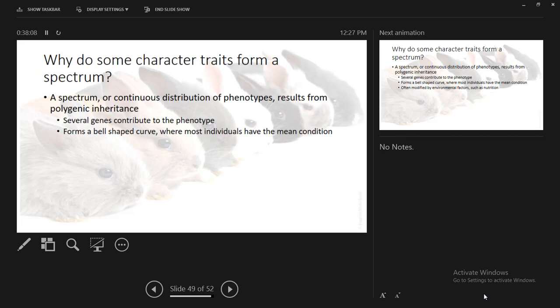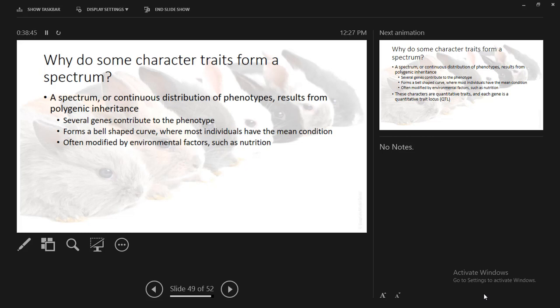So another big thing to note when you've got this continuous distribution and you've got these polygenic characters is that the environment is going to play a large role in the expression of those phenotypes. If you've got a single gene, usually the environment plays a very small role. That gene is going to determine most of the character. But when you've got multiple genes, your environment is going to impact how much those genes get expressed, and you're going to start to allow the environment to play a larger role.